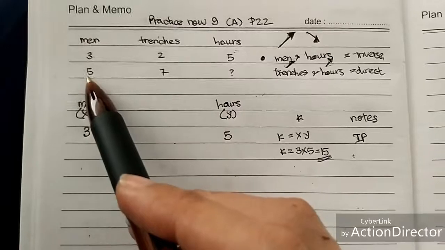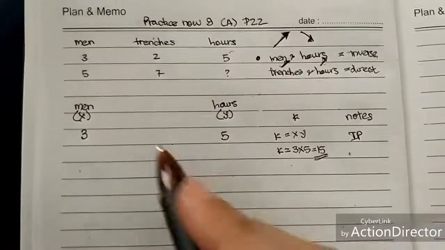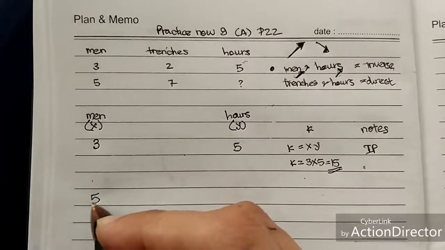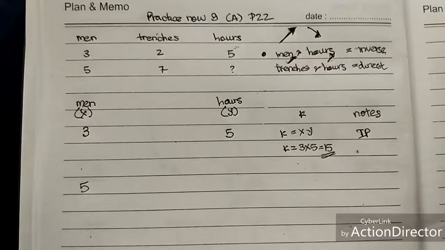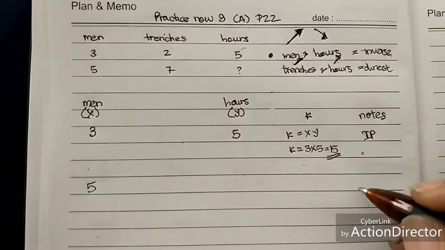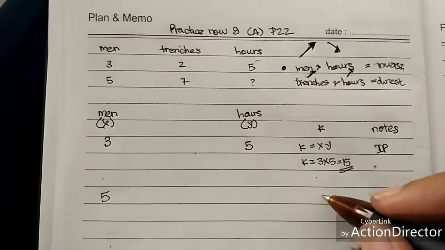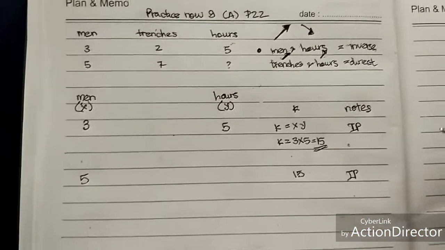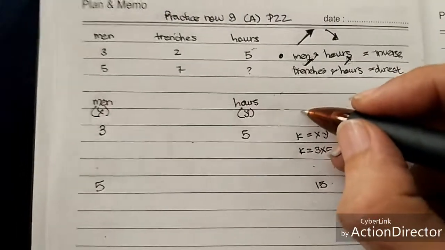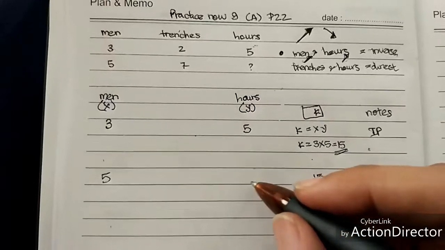Okay, the question is what happens if we increase the number of men from 3 to 5, right? So I will make it 5 here. This one is still IP, the inverse proportional. And then the k will always be 15. It will always be the same, 15. It is called a constant, right? Always the same.